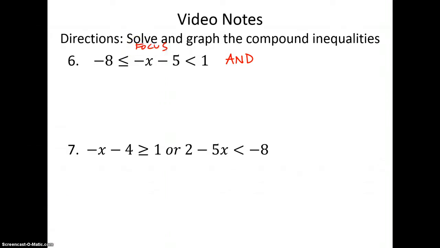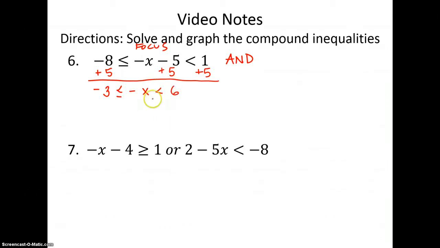Your job is to get x by itself in the middle, so we focus right there. So to get x by itself here in the middle, we're going to add 5, and we need to add it over here to the right, and we also need to add it over here to the left. Because we're combining two inequalities together, we actually have 3 different sides to the inequality. So now we have -3 less than or equal to -x less than 6.